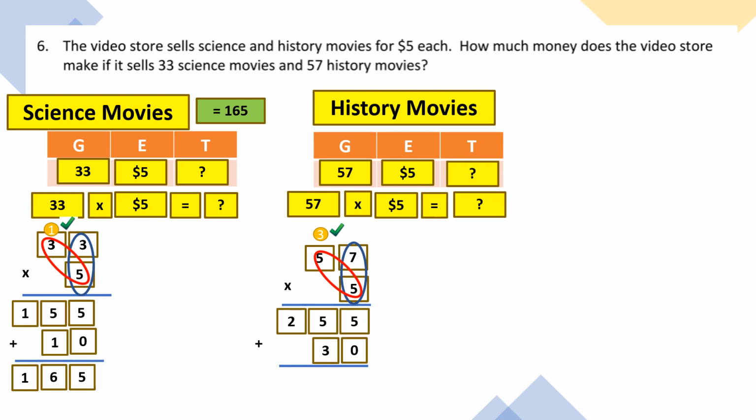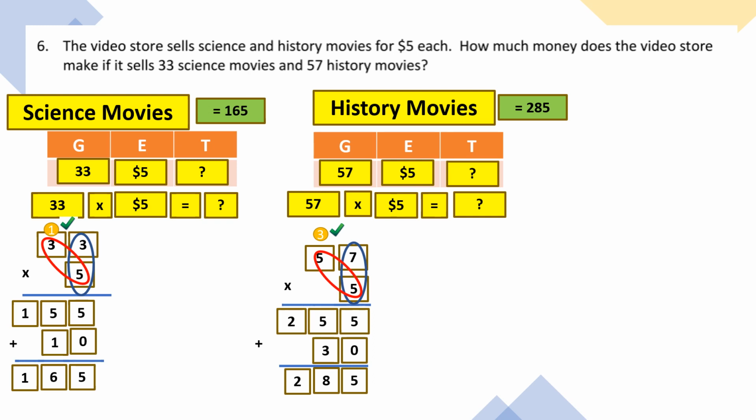Now, as always, we start with the ones place. 5 plus 0 is 5. And 5 plus 3 is 8. And 2 plus 0 is 2. So that means the store made $285 selling history movies.